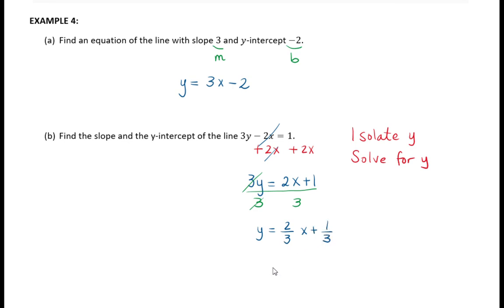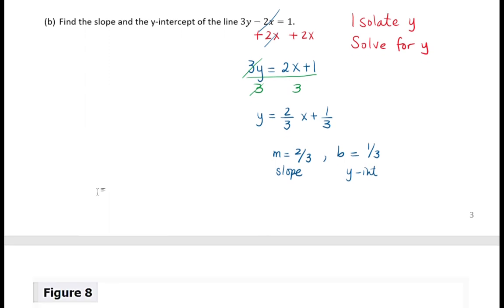So the slope here, m, is 2/3, and the y-intercept b is 1/3. So that's the y-intercept, and this is the slope. I hope this example is clear.